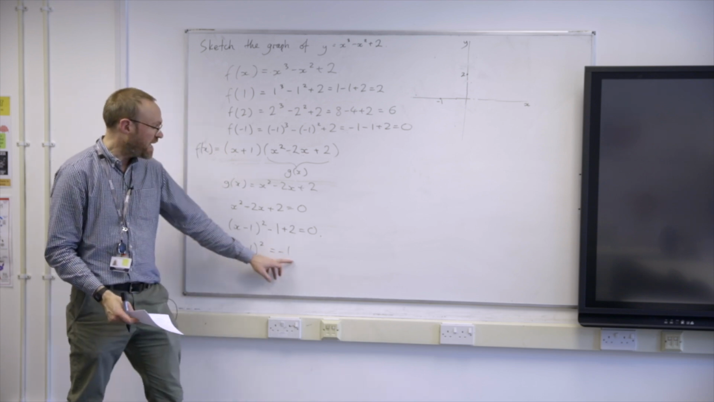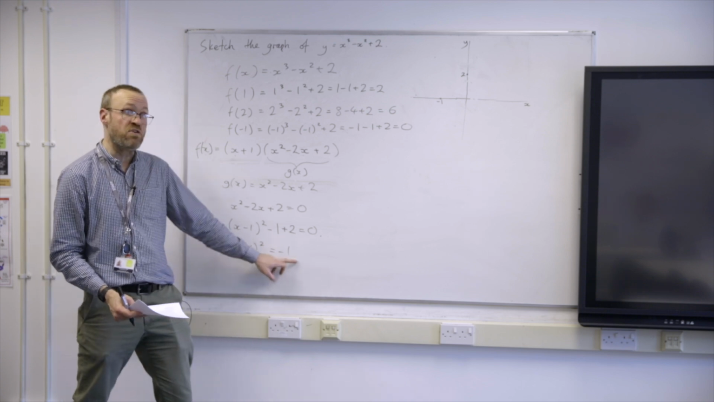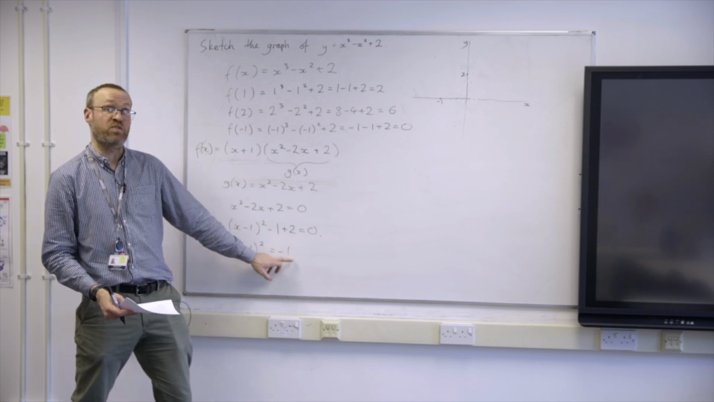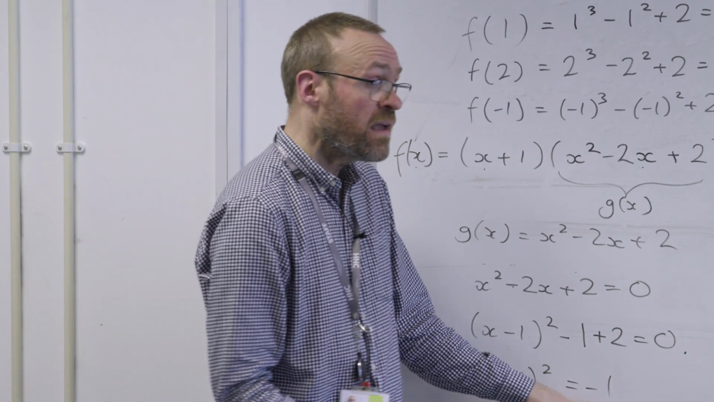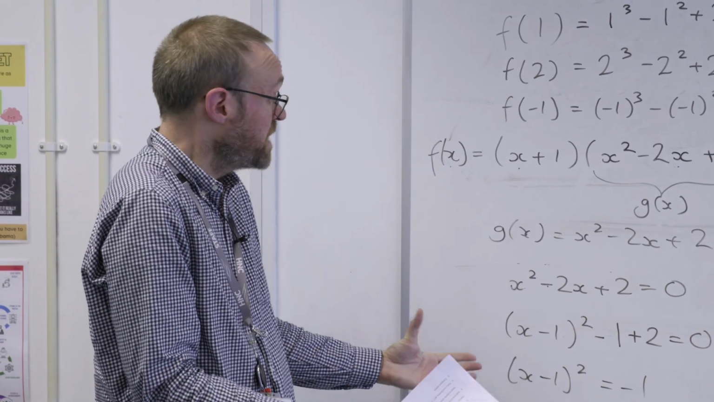Now you might be able to see that there's a problem here, which is to solve this equation and get x, I'd have to square root it. And I can't square root minus 1, right? So I'm stuck. That means I can't factorise it, all right?